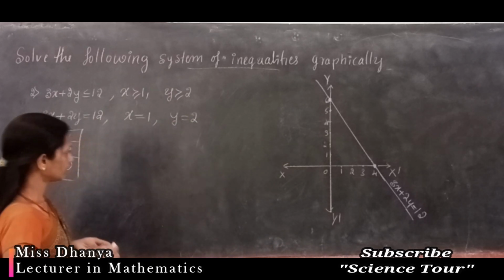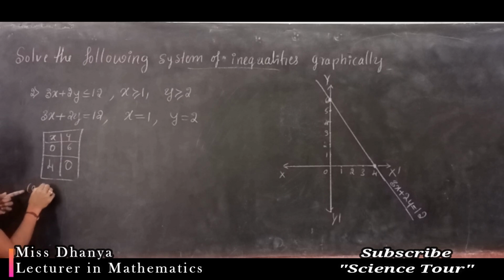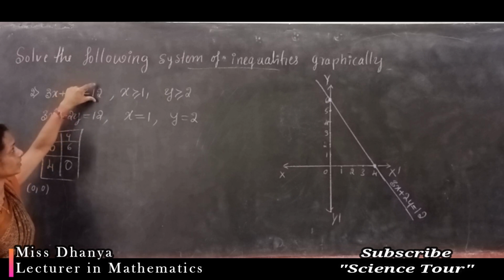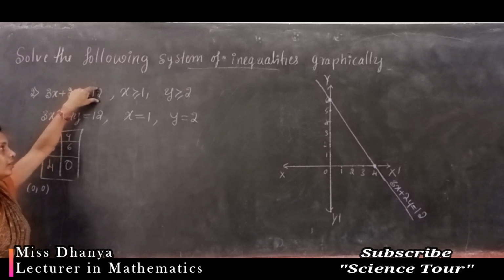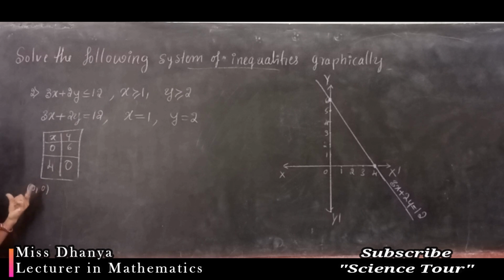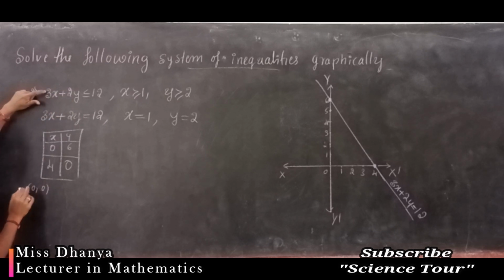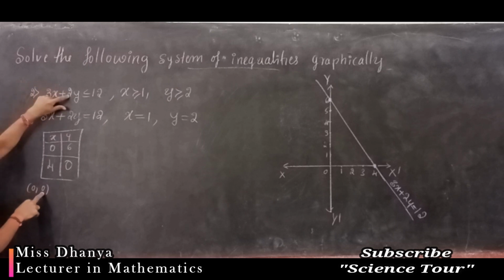To decide that, we take a checking point (0, 0). Always, if a constant number is other than 0, like this 12, then you can take the checking point (0, 0), because (0, 0) will not be on this line. Checking point (0, 0) means in the x place you have to use 0 and in the y place you have to use the y coordinate, that is 0, in the inequality. For whichever inequality you are taking this checking point, you have to replace x by the x coordinate and y by the y coordinate.